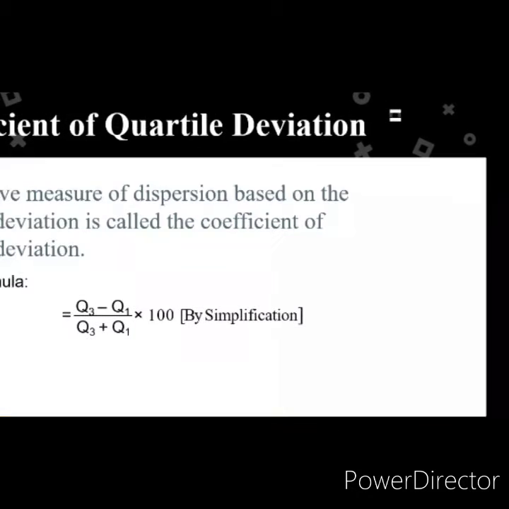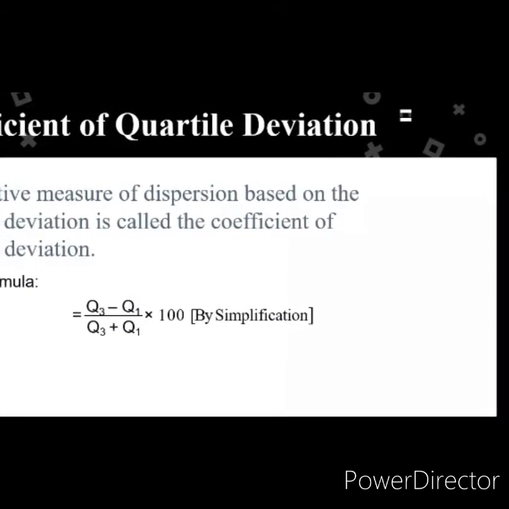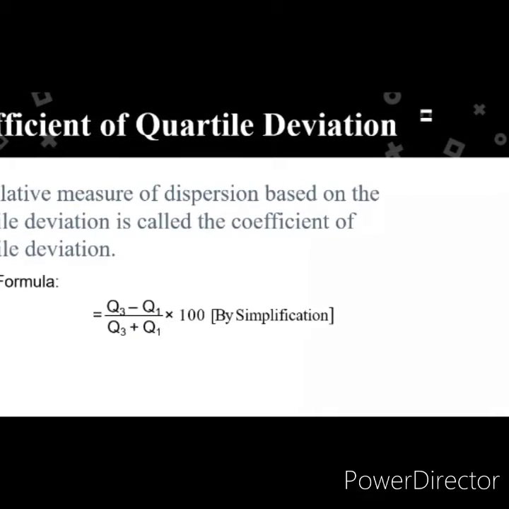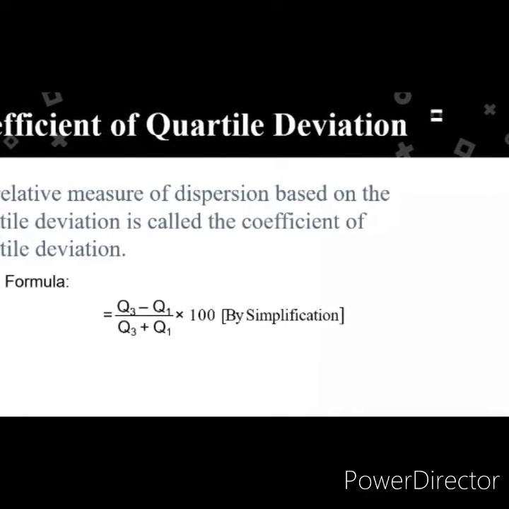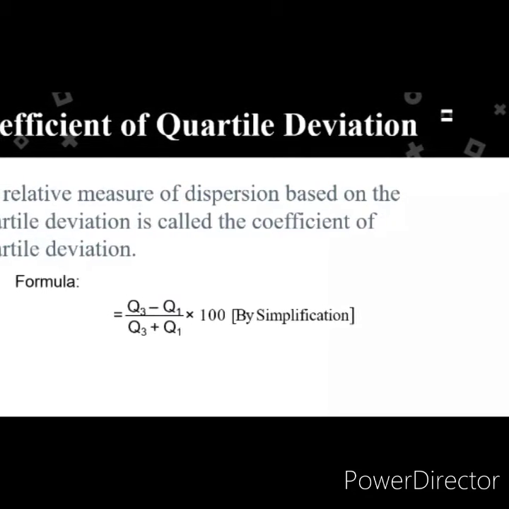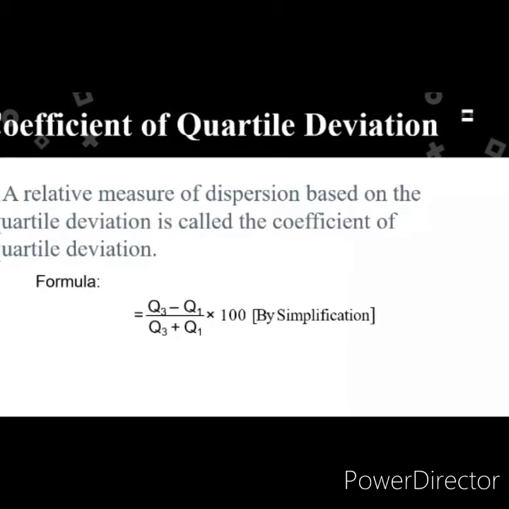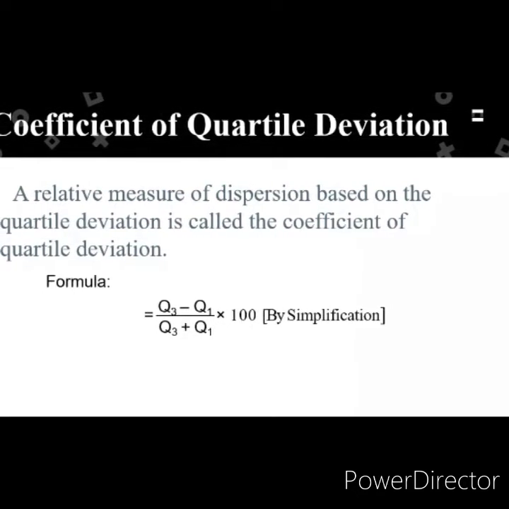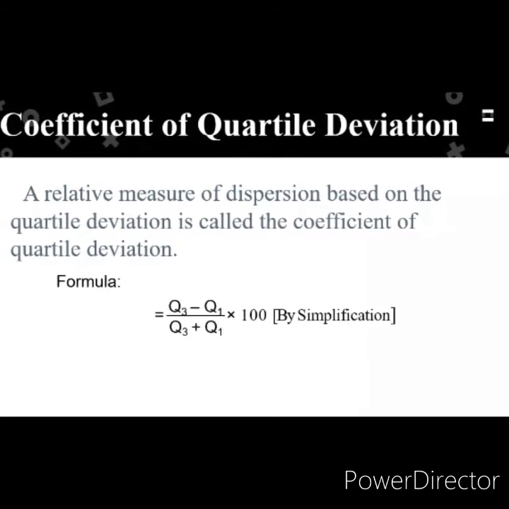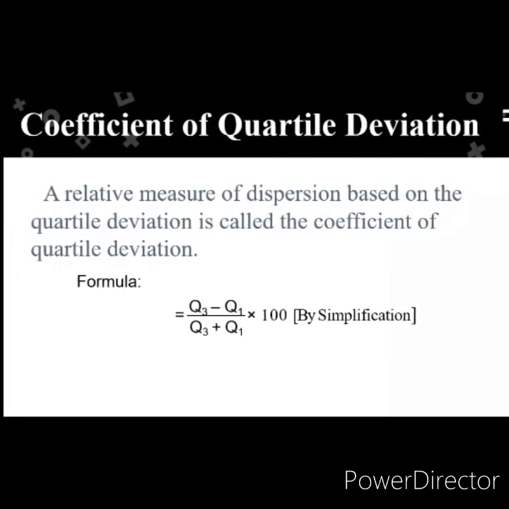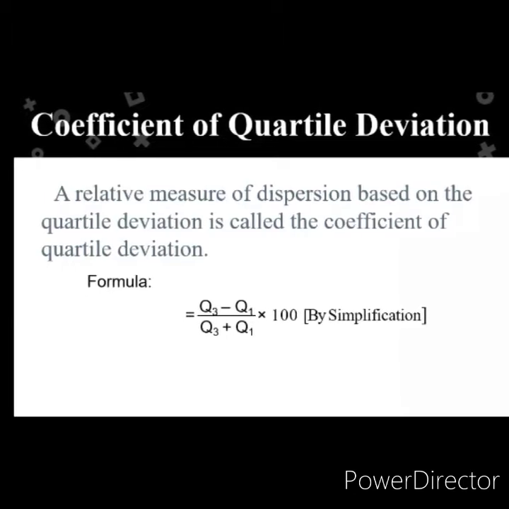81.8%. We move on to the second one, which is the coefficient of quartile deviation. So what is the coefficient of quartile deviation? It is a relative measure of dispersion based on the quartile deviation. For its formula, we have quartile 3 minus quartile 1 over quartile 3 plus quartile 1, times 100.